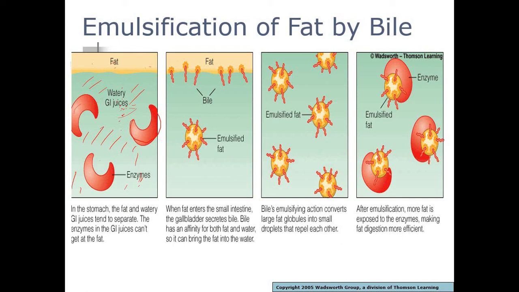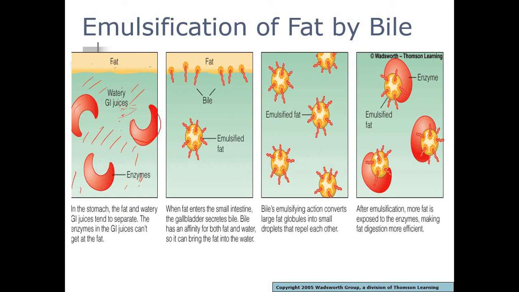So when fat flows, it goes to the intestine. So gikan sa stomach, mo flow siya sa small intestine. Ang gallbladder, class, mo secrete na og bile. Okay, so once na ang fat small intestine, the gallbladder will secrete the bile. Okay, so when it secretes, the bile, class, has an affinity for both fat and water. So that's why it has a polar and non-polar.